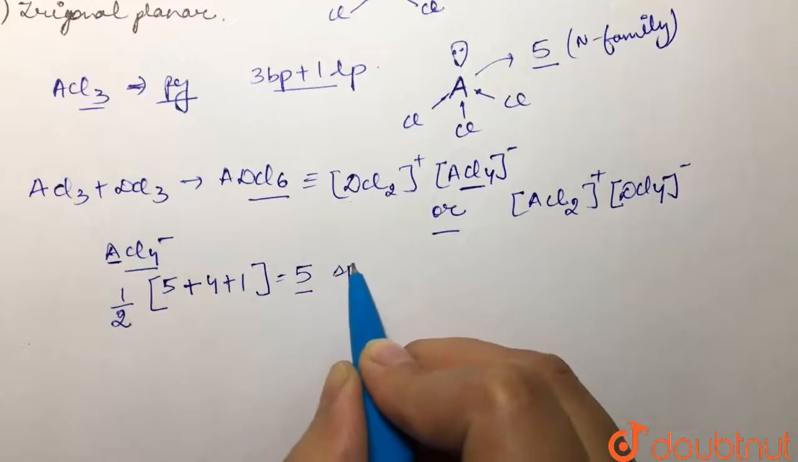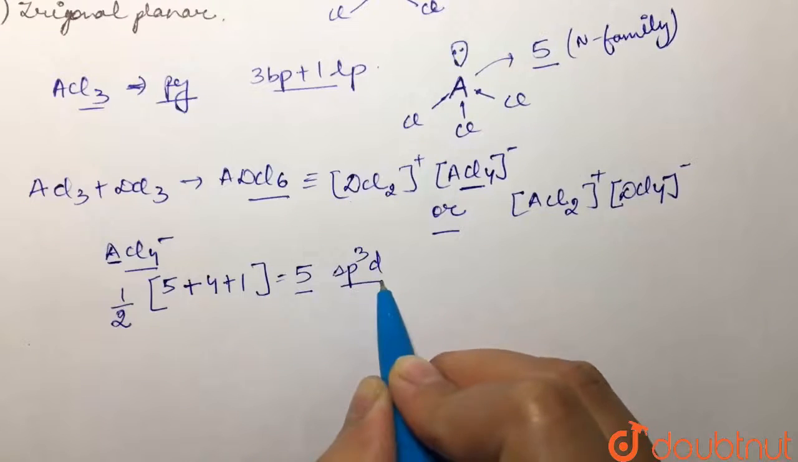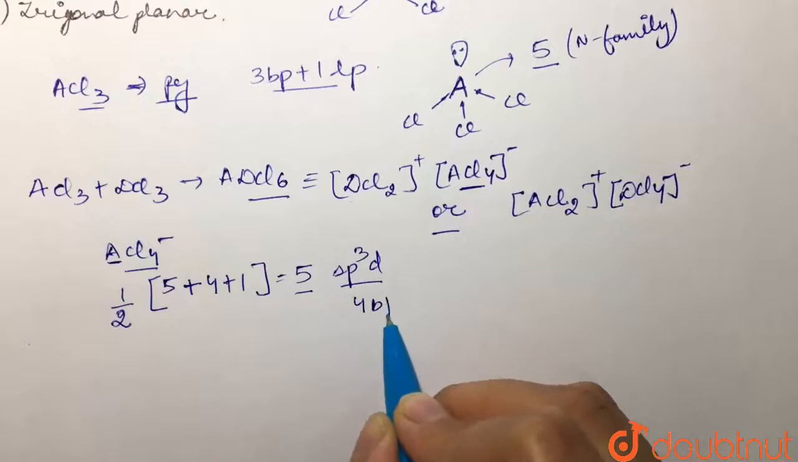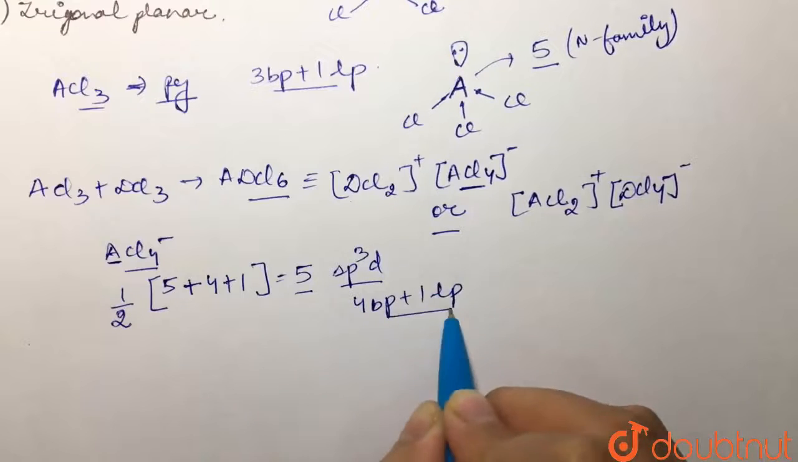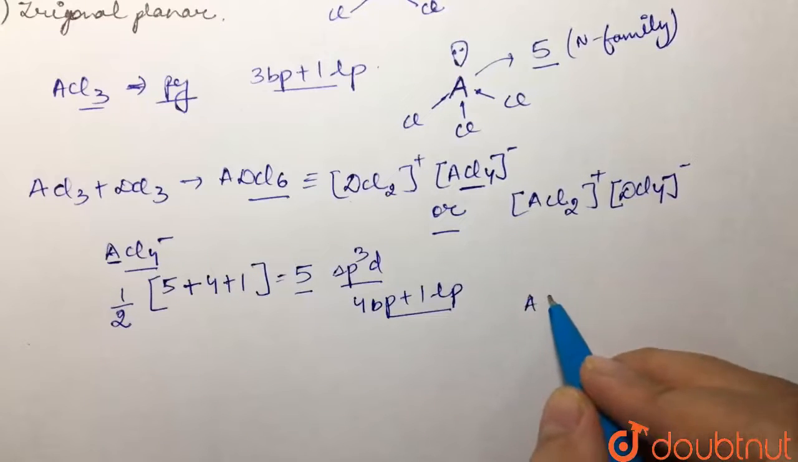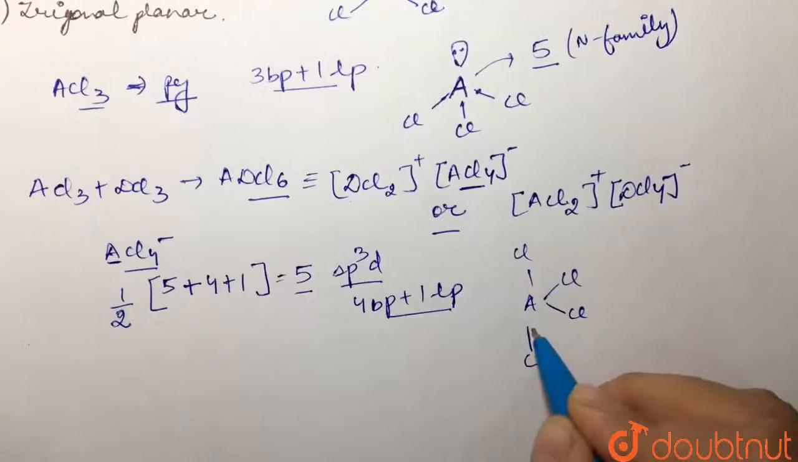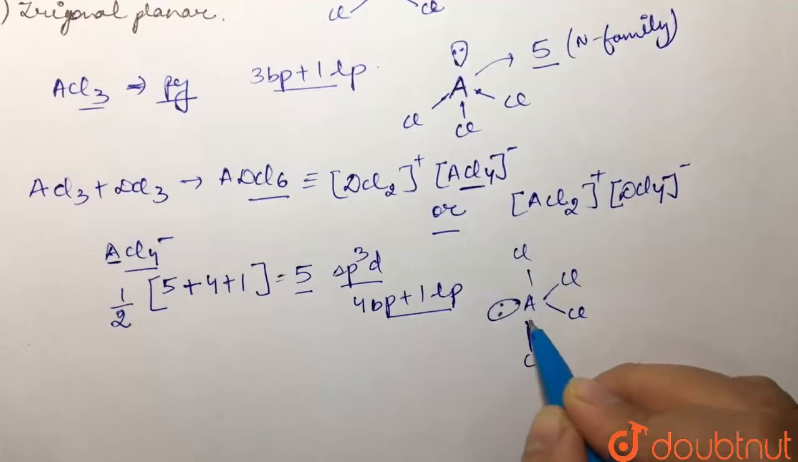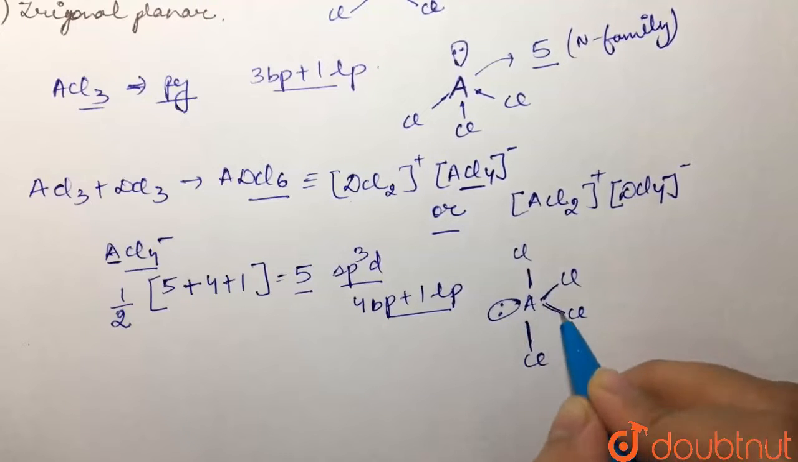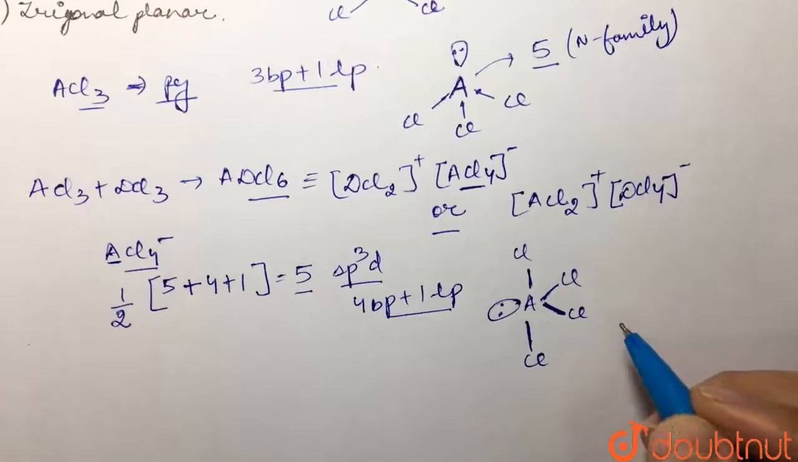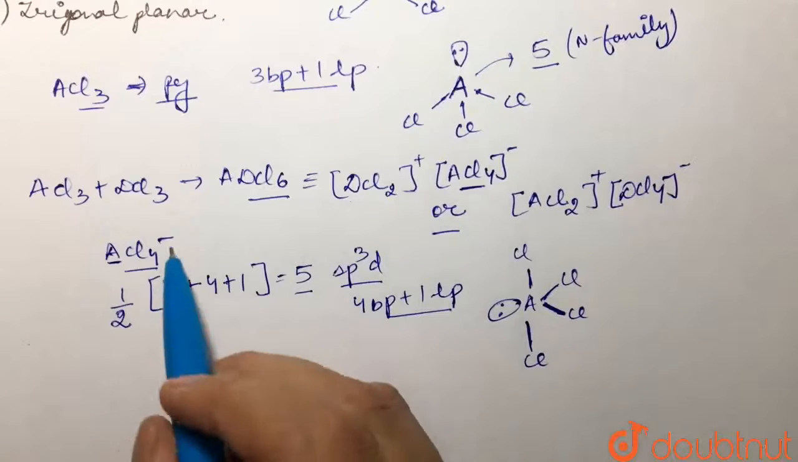That means this is sp3d hybridized, but over here we have only 4 bond pairs, that means we're going to have 1 lone pair. So if we draw its structure, it can be like this. We have 1, 2, 3 and 4 bond pairs with chlorine and we have 1 lone pair. So this is nothing but our seesaw shape. That means this anion is correct.